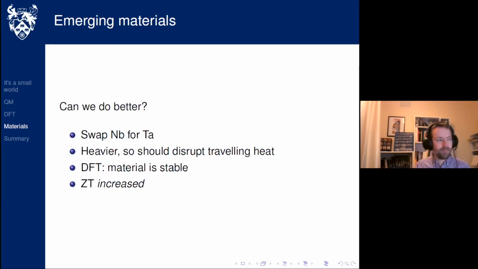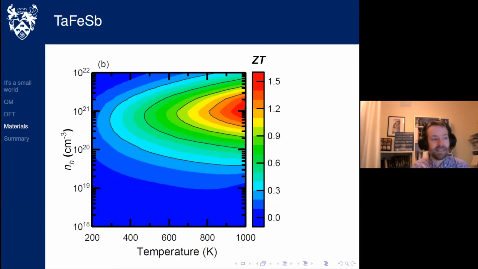How much is it increased? We'll see for yourselves. This is exactly the same plot that I showed before, but now for tantalum iron antimonide. And you can see that at 1000 Kelvin and at the similar doping concentrations to before, we're getting a ZT which has gone from around 1 up to 1.5. This is 50% better than one of the previous top research level thermoelectric materials. And I'm delighted to say that very recently this has been synthesized experimentally, and the early results show that it is indeed an extremely good thermoelectric.